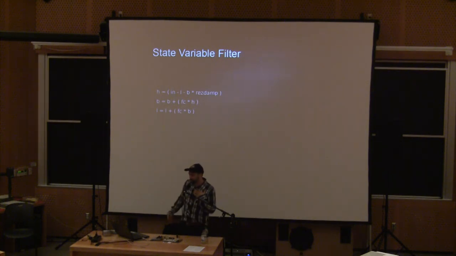You pipe your signal into the in variable. You set your FC variable from 0 to 1 for the lowest to the highest frequency. And you set your res damp from 0 to 1. That's just the inverse of resonance. So if you wanted a high resonance of 0.9, your resonance damping is 0.1. And then you have three variables, L, B, and H. Anyone guess what L, B, and H means?